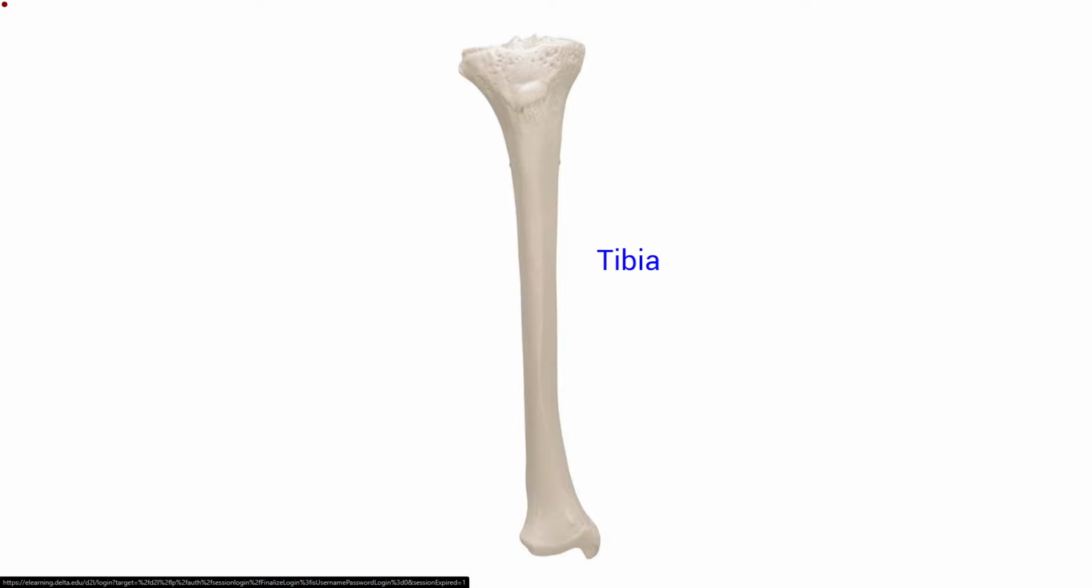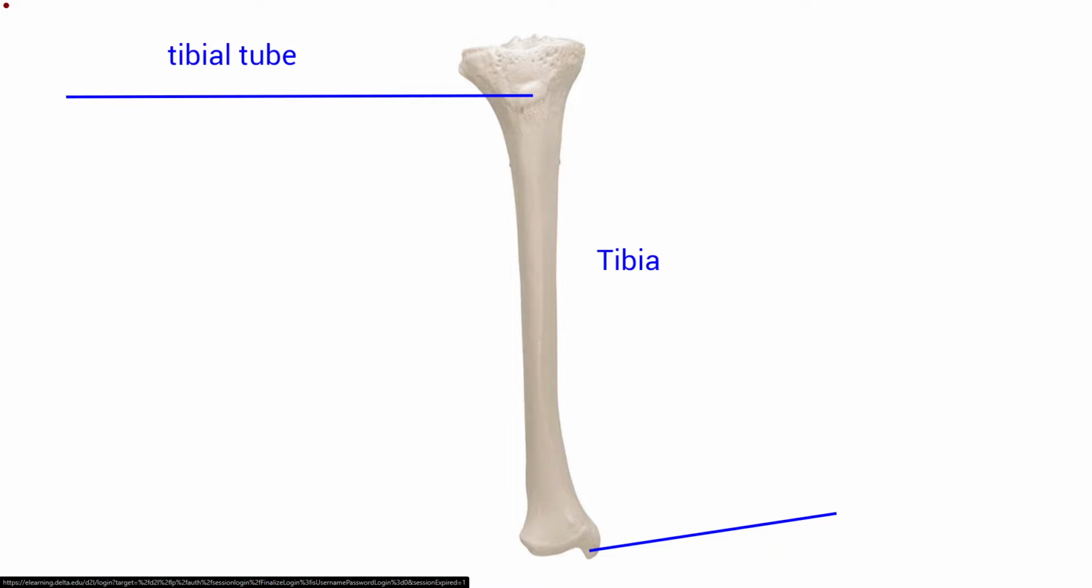What you need to know is this projection here, and then this down here. These 2 things are going to help you determine whether this is right or left. This one happens to be a right tibia. This is the tibial tuberosity. The tibial tuberosity always points to the front, or anterior. And this down here is called the medial malleolus. So it's always medial, the inner part of the ankle. That little knot on the inner part of your ankle, that's this medial malleolus.